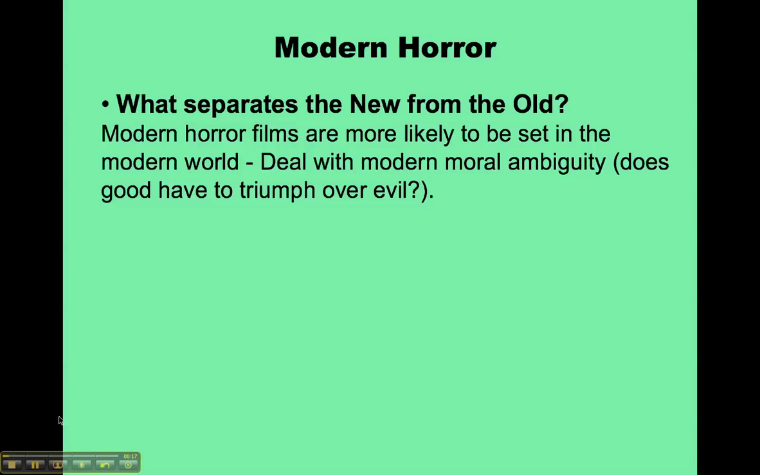Modern horror films are more likely to be set in the modern world, less likely to be set in an old crumbly castle. That's a dead giveaway. And more importantly, they deal with modern moral problems, modern moral ambiguity. And when I say ambiguity, what's the difference between right and wrong, and does good necessarily have to triumph over evil? And this is something that's very common in modern horror films. And so if you end up having a not so happy ending or an ambiguous ending, then you know you're probably watching a modern horror or an offshoot of that.